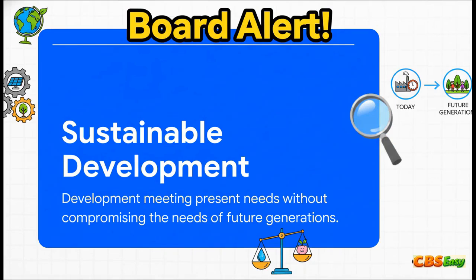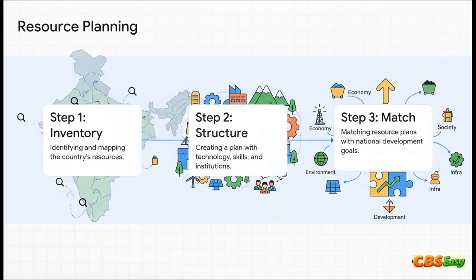Okay, board exam alert. This one is huge. You have got to memorize this definition word for word. Sustainable development is really just about fairness across time. It's about us being able to live well today, but not in a way that messes things up for the people who come after us. It's that simple. So how does a country like India actually do this?